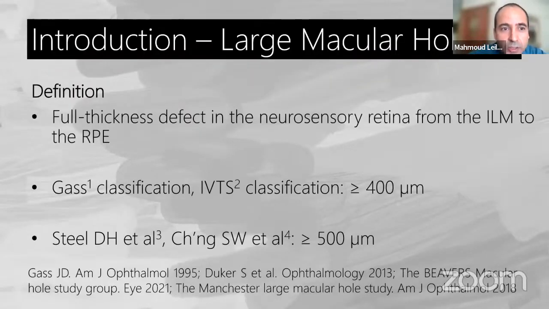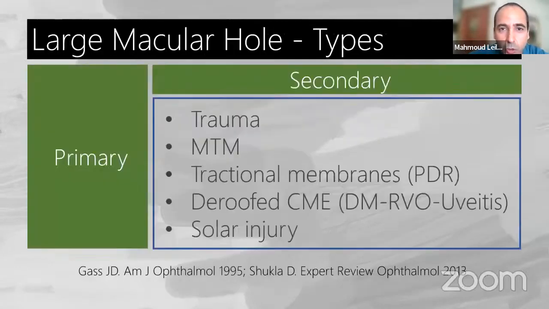Full thickness macular hole is defined as the full thickness defect in the neurosensory retina from the ILM to the RPE. Classically, the term large macular hole has been reserved to those holes whose diameter exceeded 400 microns as per the classification of DAS and the International Vitreomacular Traction Study Group. More recently, this cutoff diameter has been raised so that a macular hole has to have a minimum linear diameter of at least 500 microns to be considered a large hole.